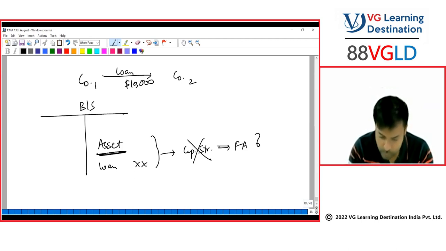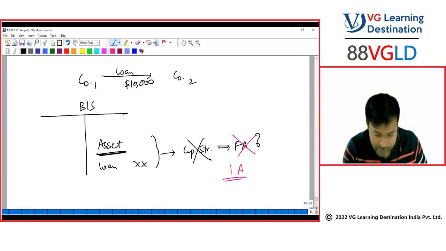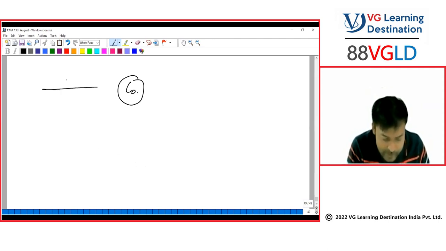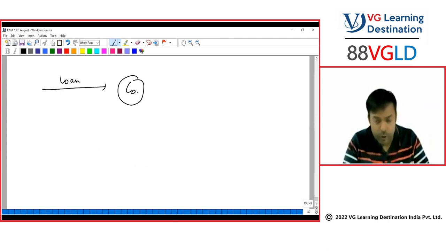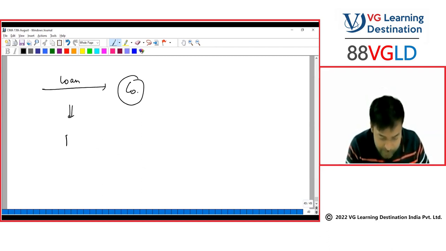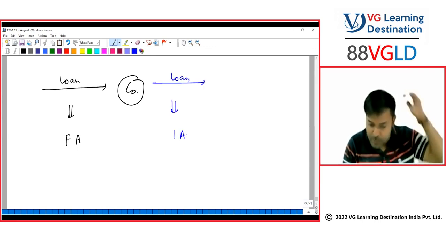No. That will not come under the FA. This is going to be IA. I hope this point is clear, everyone. So that means, everyone, this is the company. If the company is taking the loan, then it is going to be FA. But if the company is giving the loan, this is going to be IA. I hope this point is clear, everyone.